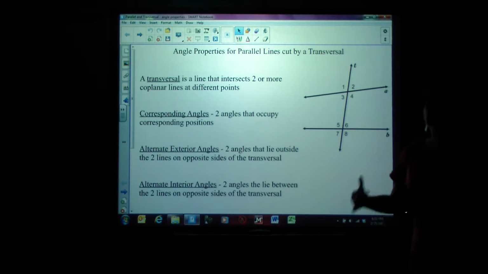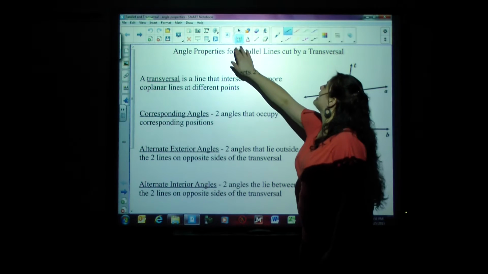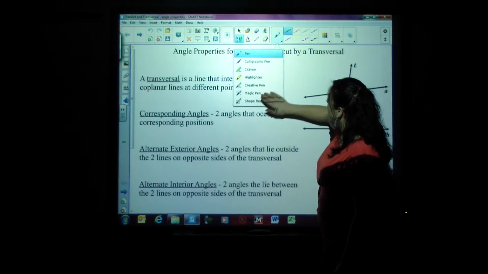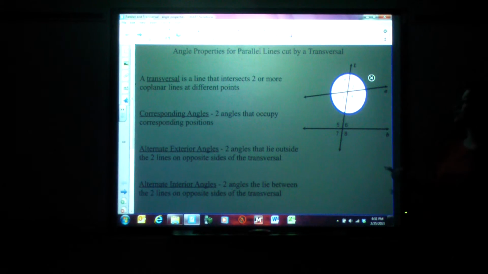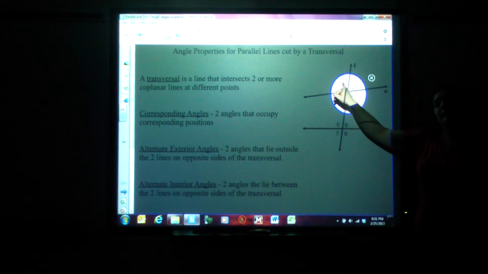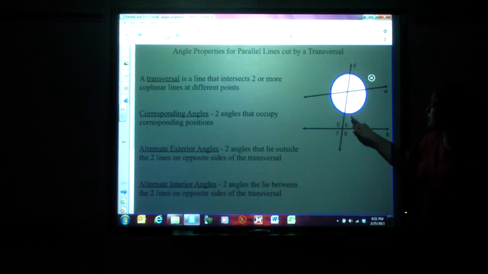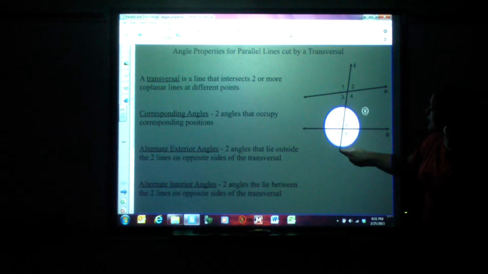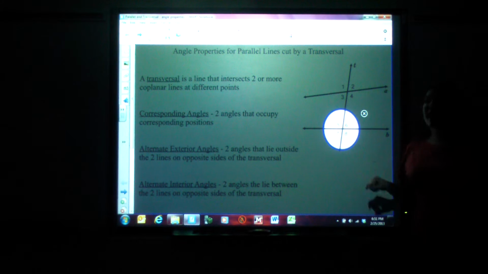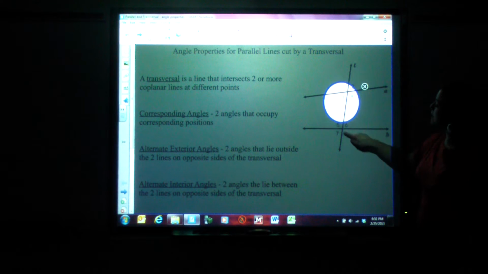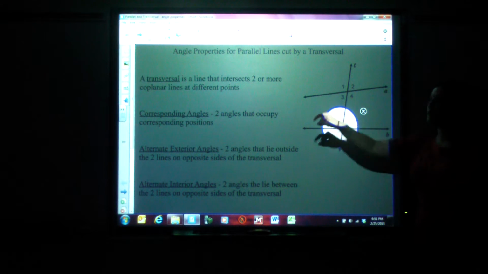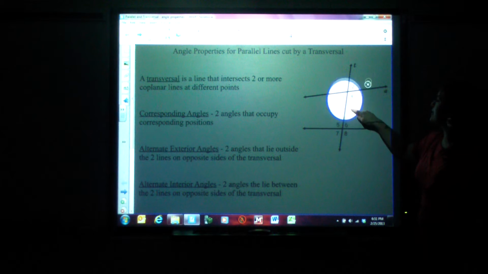Next definition, corresponding angles are any two angles that correspond in the same position. They occupy the same position, if you will. Let's take a look. If we look at just this intersection, we see that angle 1 is in the top left corner. If we slide this down to the next intersection, angle 5 is in the top left corner. So because angle 1 is in the top left and angle 5 is in the top left, they're corresponding.